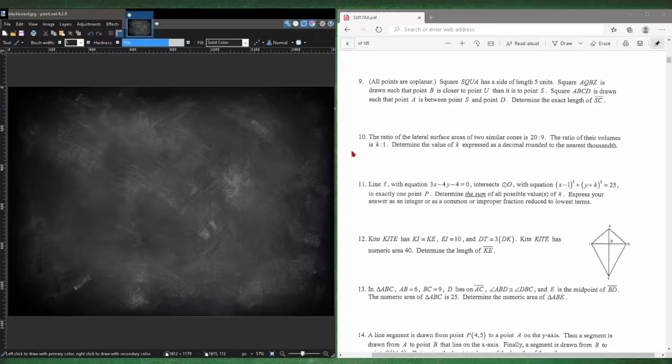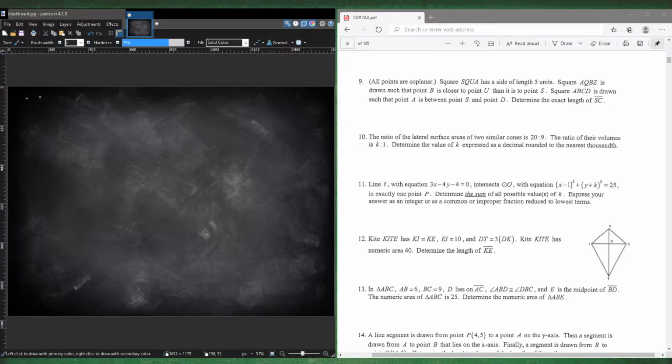Line L with the equation 3x minus 4y minus 4 is equal to 0 intersects circle O with equation (x minus 1) squared plus (y plus k) squared equals 25 at exactly 1 point P. Determine the sum of all possible values of k. This question is kind of common. Basically, you substitute one variable with another and transform it to a polynomial, and then you find the one solution for that polynomial.